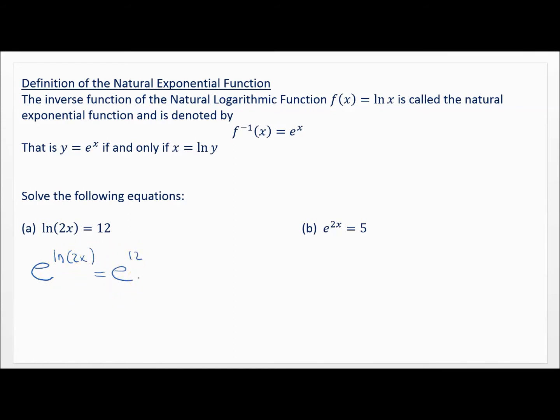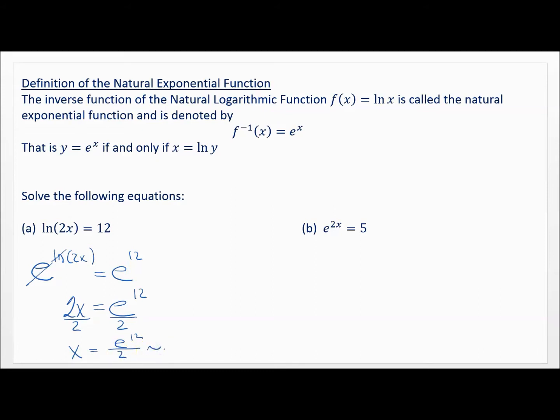Now the reason I do this is because you remember e and natural log are inverses of each other. So the e and the natural log cancel each other out, and then I have 2x, which is now normal level, is equal to e to the 12th. And to solve for x, I'm going to divide each side of the equation by 2. So my exact answer is e to the 12th divided by 2.